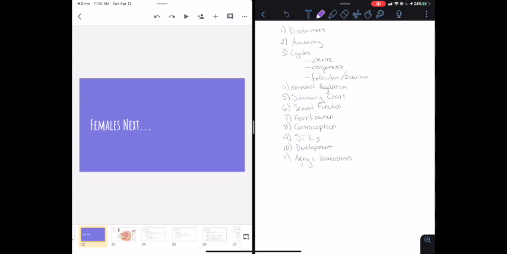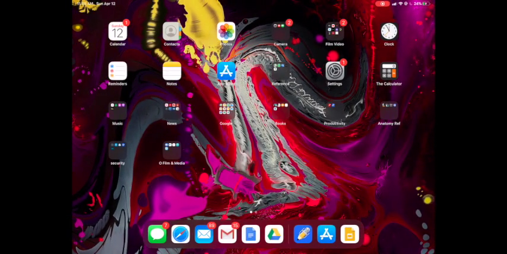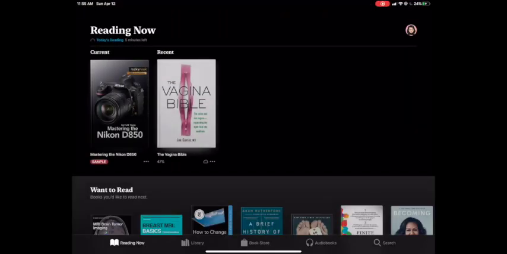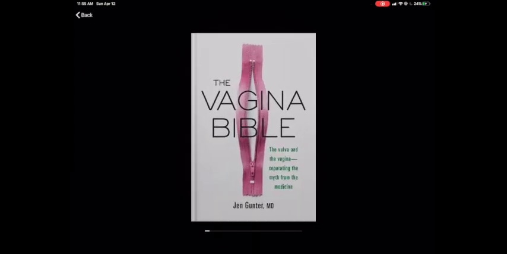Another piece, this isn't really a disclaimer, but there's this awesome book called the Vagina Bible, and it's not religious, but it is a thorough, well-written book with many chapters. Actually, let me pull it up here. It is written by a gynecologist. It was published last year, and she is very thorough in what she talks about. She gives a lot of really good, in-depth information.